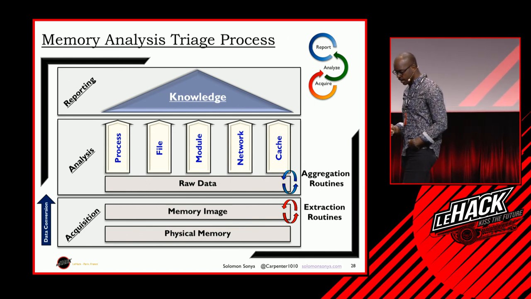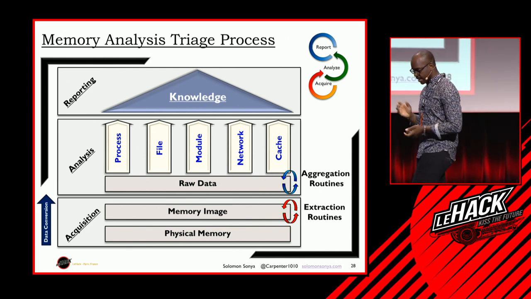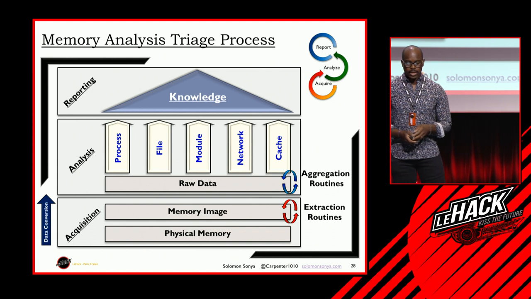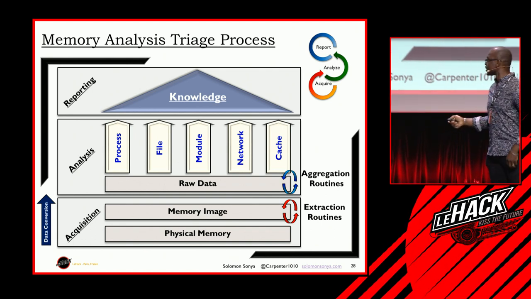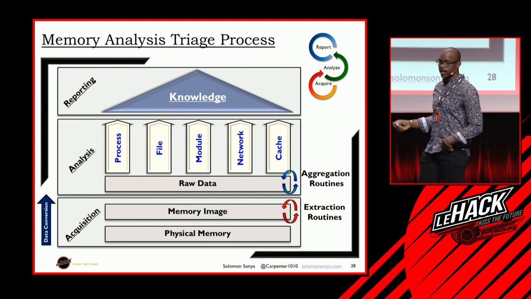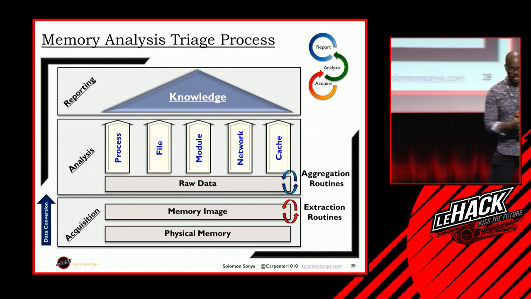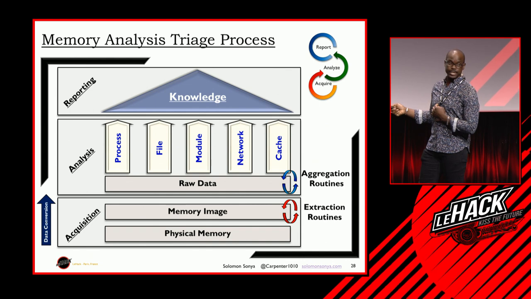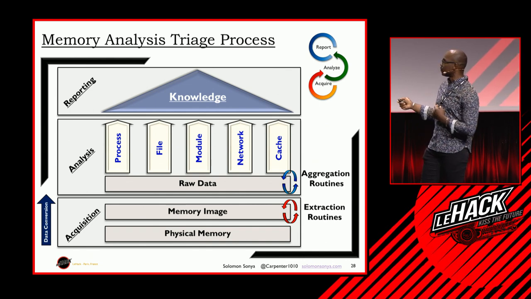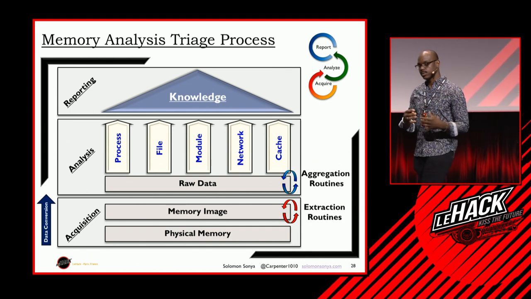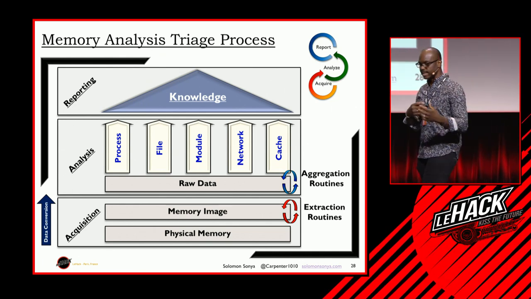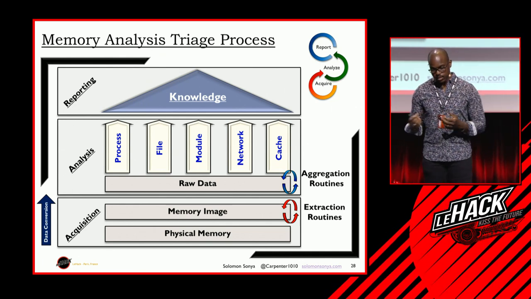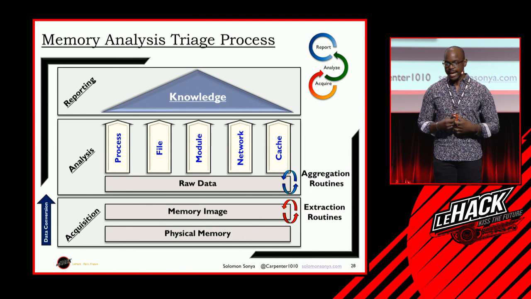If we go from the operating system, we can think of it as a stack that we move upwards. In our data conversion process, we start here with the physical memory. Whatever memory is running on the system, we execute our acquisition process to turn that memory into an image. From that, we have multiple extraction routines that we use to extract different raw data from the system to move further into our analysis.